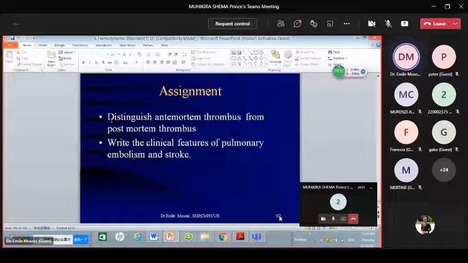As an assignment, you have to distinguish antemortem thrombus and post-mortem thrombus, meaning before dying and after dying, how is the thrombus? Then you write the clinical features of pulmonary embolism and stroke.